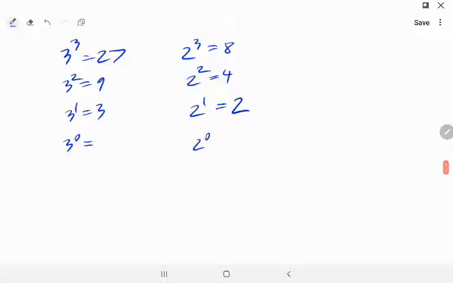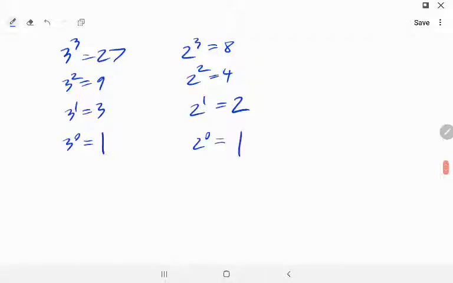We notice going from 3 cubed to 3 squared, we divide by 3. So 27 divided by 3 is 9. From 3 squared to 3 to the first, we divide by 3. 9 divided by 3 is 3. And so to get from 3 to the first to 3 to the 0th, we divide by 3 again to get 1. And then we notice that going from 2 cubed to 2 squared, we take 8 divided by 2 to get 4. From 2 squared to 2 to the first, we take 4 divided by 2 to get 2. And so to get from 2 to the first to 2 to the 0th, we get 2 divided by 2 is 1 again.